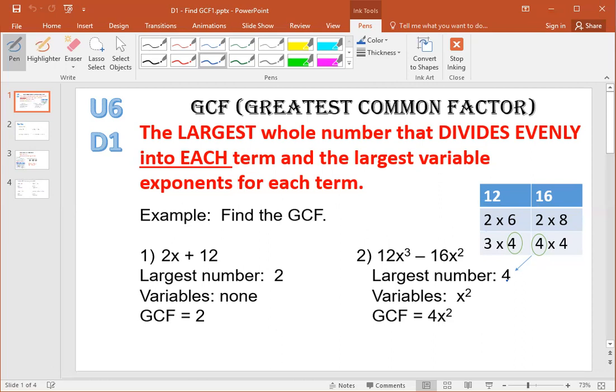Now we have to see what is the greatest common factor for the variables. Well, I have an x cubed and I have an x squared. So what is the most that each one contains? Well, they each contain 2. x squared has a power of 2, and 3 is more than 2, so it has at least 2. So that means our variables are x squared. So the entire GCF, if I put them together, is 4x squared.